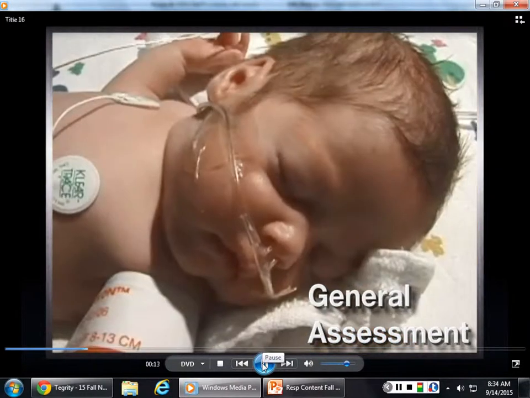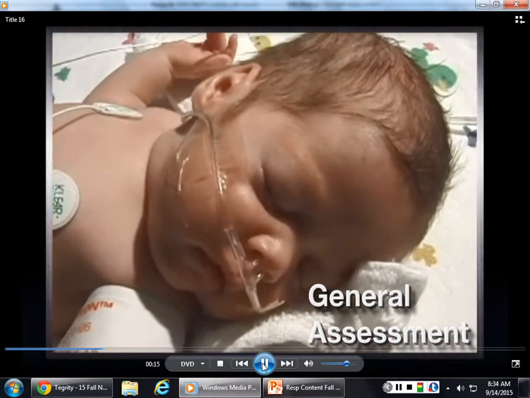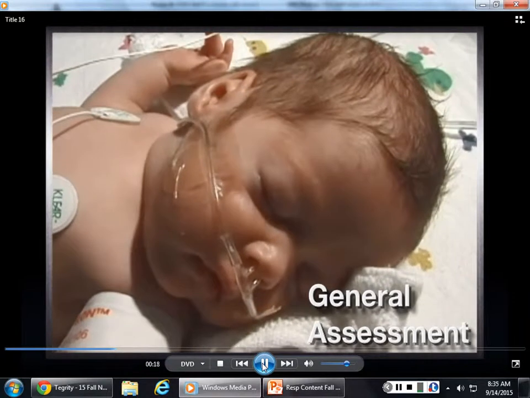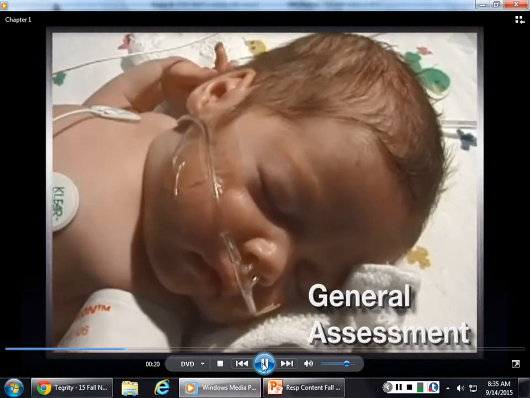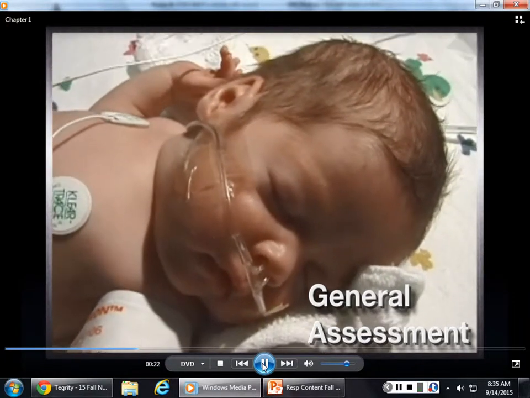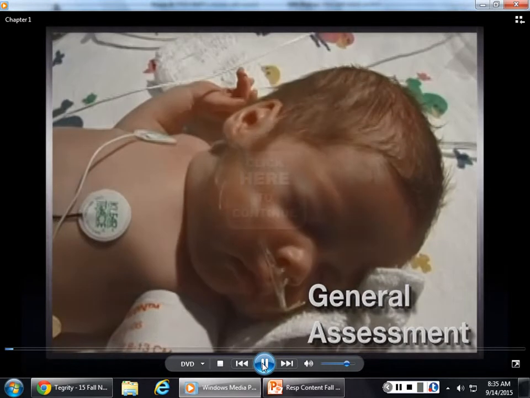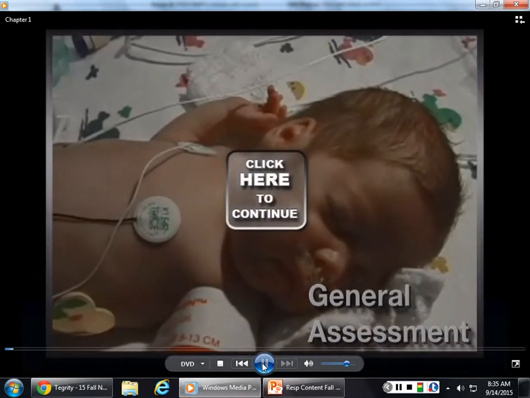Okay, what do we see? This one's got good nasal flaring, you can see. You're seeing some abdominal breathing. You're hearing that. So they've got grunting. That's grunting.